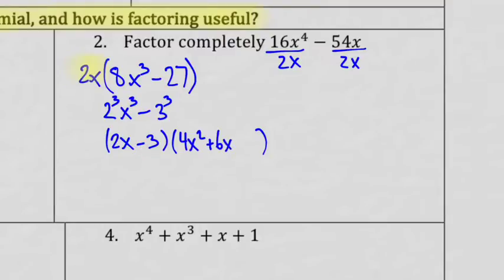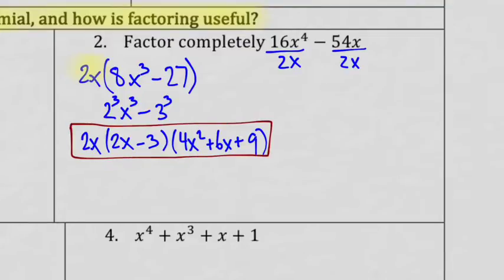Remember, these signs, this one and this one, are always going to be opposite of each other. So this one you keep from the original, so the other one must be positive. The final sign must always be positive, and you square the last term. 3 squared is 9. There you go. Let's not forget the 2x that I highlighted from earlier. That goes in front. And now we're done. There is nothing else I can factor out.